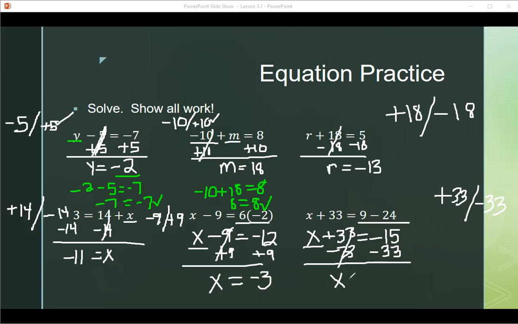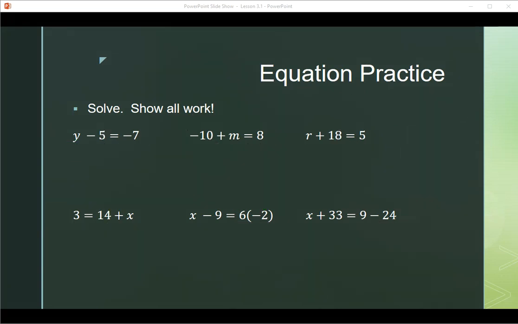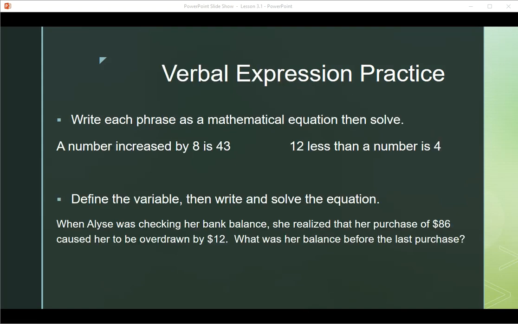So that's going to give me x is equal to negative 15 take away 33 would give me an answer of negative 48. So that represents all of the equations here on the first page, where you've gone through and worked them using either addition or subtraction. Okay, I'm going to clear these because on the next page, we're still going to be doing that same thing, except now we're going to have to write our own equations first. So we're going to need to write the mathematical equation and then solve it.